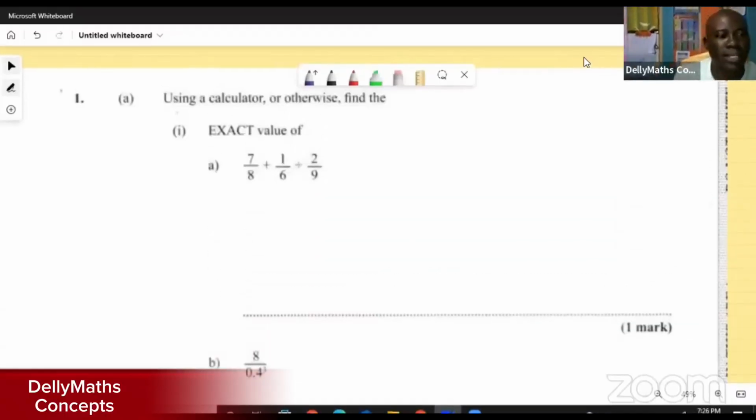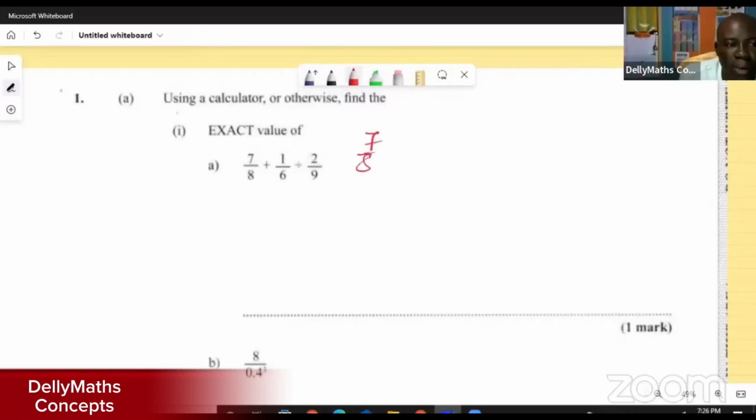Question 1 says, using a calculator or otherwise, find the exact value of, and what we're looking at on screen is 7 over 8 plus 1/6 divided by 2/9. With this question, the order of operations is necessary.